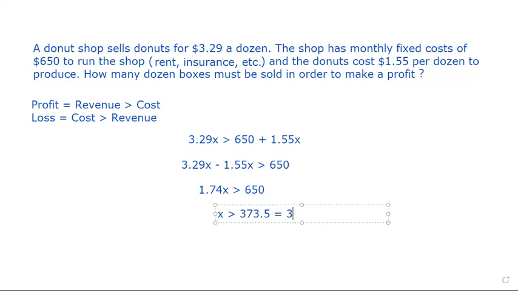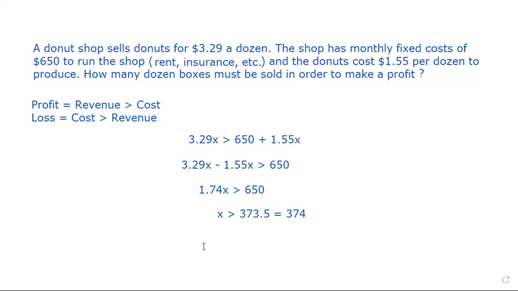We're just going to say we need to sell more than what? 374 boxes. Anything less than 374 boxes, we're taking a loss. Anything greater than 374, we're making a profit. Not a large profit, but that's the minimum that we need to sell, the minimum amount that we need to sell to make a profit.